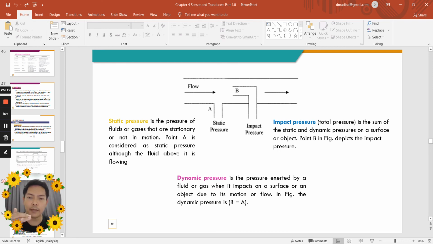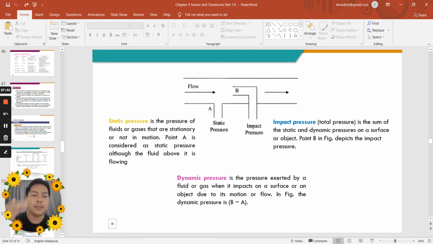When you are talking about pressure, there are a lot of pressures that you need to know. It's not limited to one pressure only. There is static pressure, dynamic pressure, and also impact pressure. They appear when we are working in a process instrumentation plant. Static pressure is the pressure of a fluid or gas that is stationary or not in motion. The point here is considered as static pressure, although the fluid above it is flowing. So at the junction here is known as static pressure. Although the fluid is flowing, at this section it is known as static pressure.